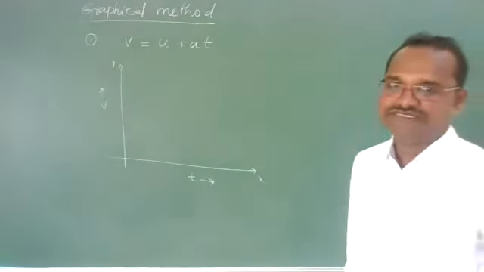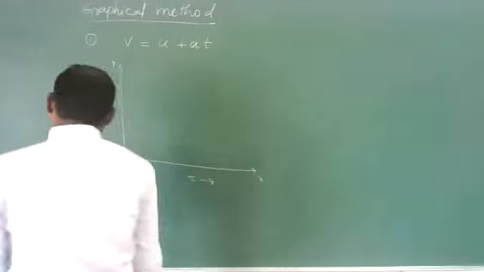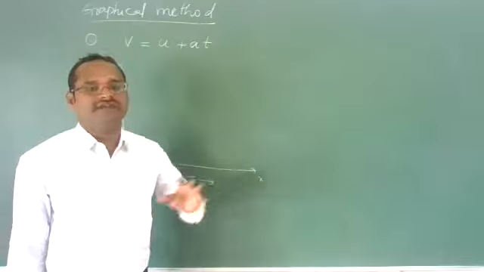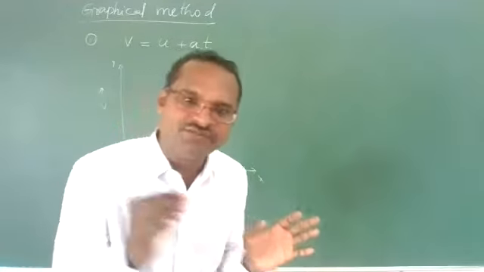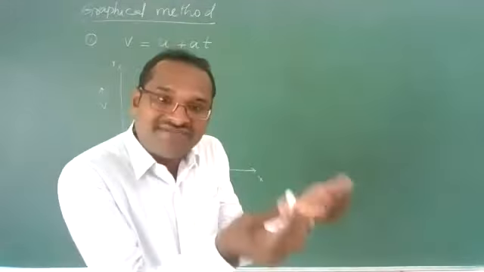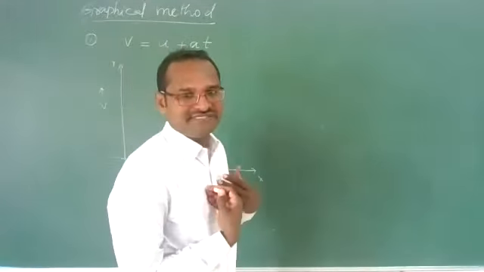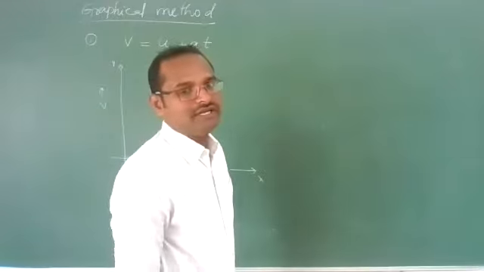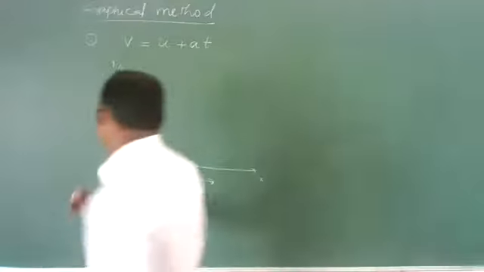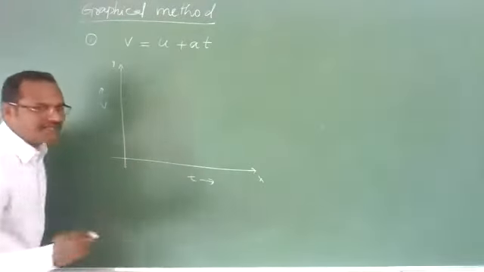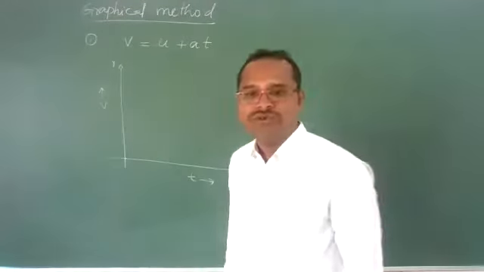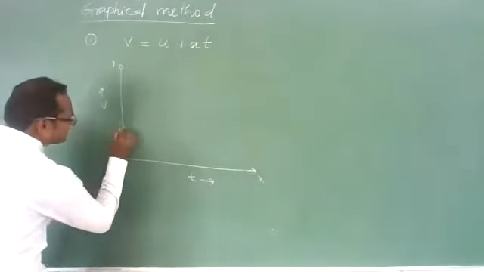Now I am going to draw a graph for the uniform motion of an object. Let us consider an object that is moving with uniform motion with some initial velocity. If I start from rest, u is equal to 0 and the graph would start from the origin. But I am not taking that. I want an initial velocity also.